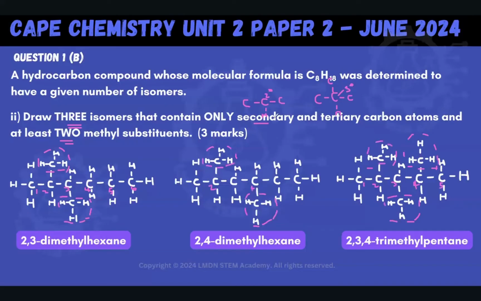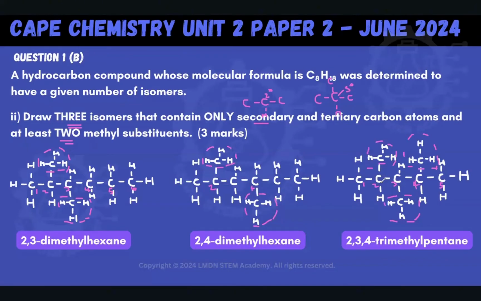And then let's check for the secondary and tertiary condition, right? Again, your end methyls are always going to be primary. The carbons are going to be primary, but the middle ones, let's check the middle ones, 2, 3, and 4, to see if they meet secondary and tertiary criteria, right?